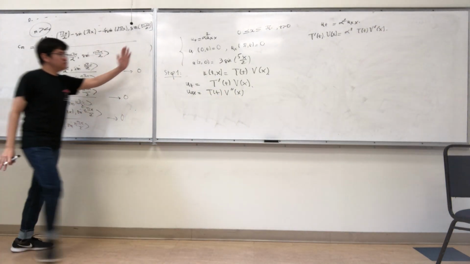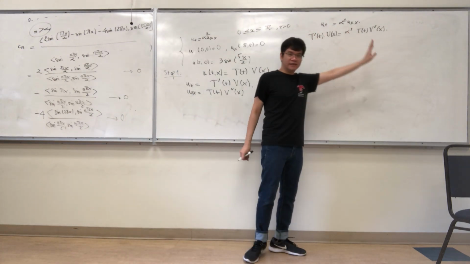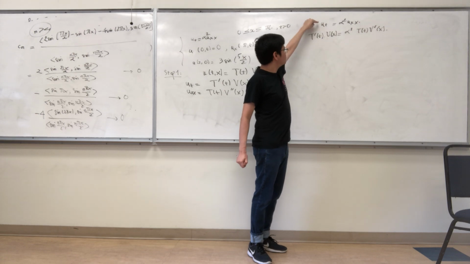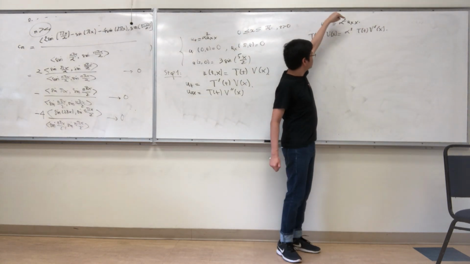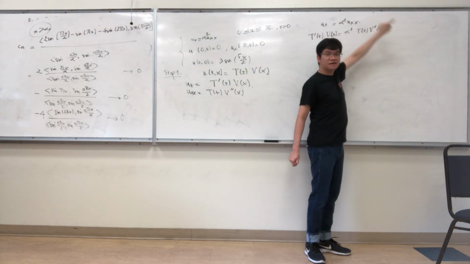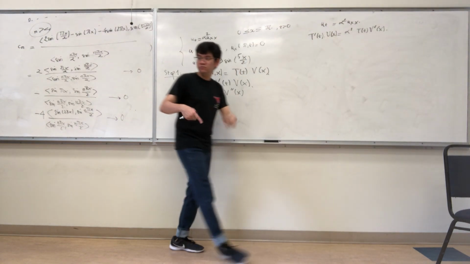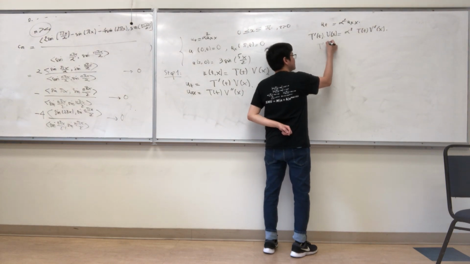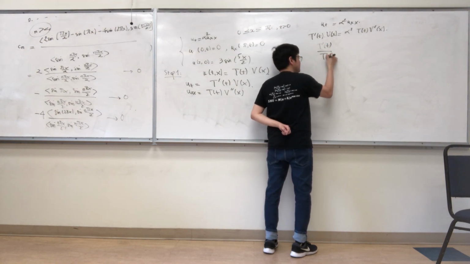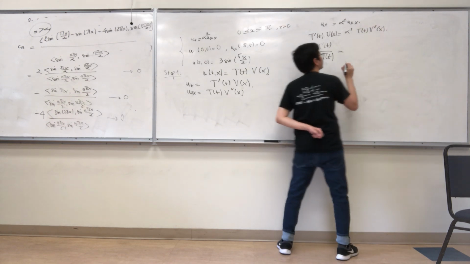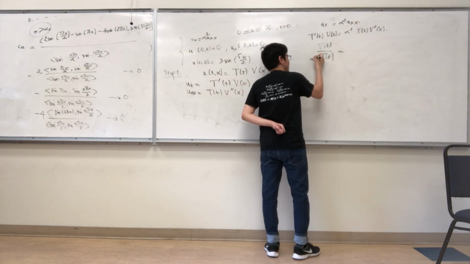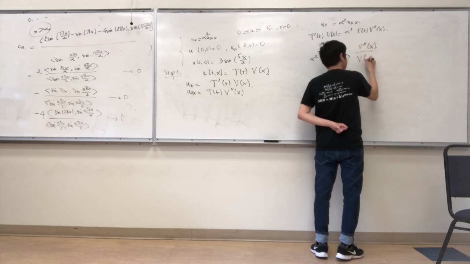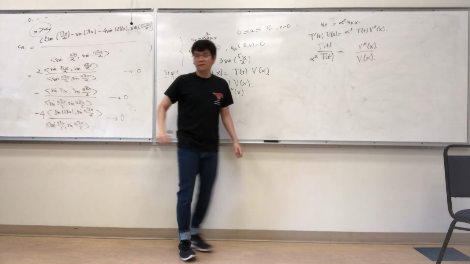So you have u_t = alpha squared u_xx. So T'(t) times V(x), which is u_t, and the other side is alpha squared T(t) V''(x). Now you do separable. So you have T'/T = alpha squared V''(x)/V(x).